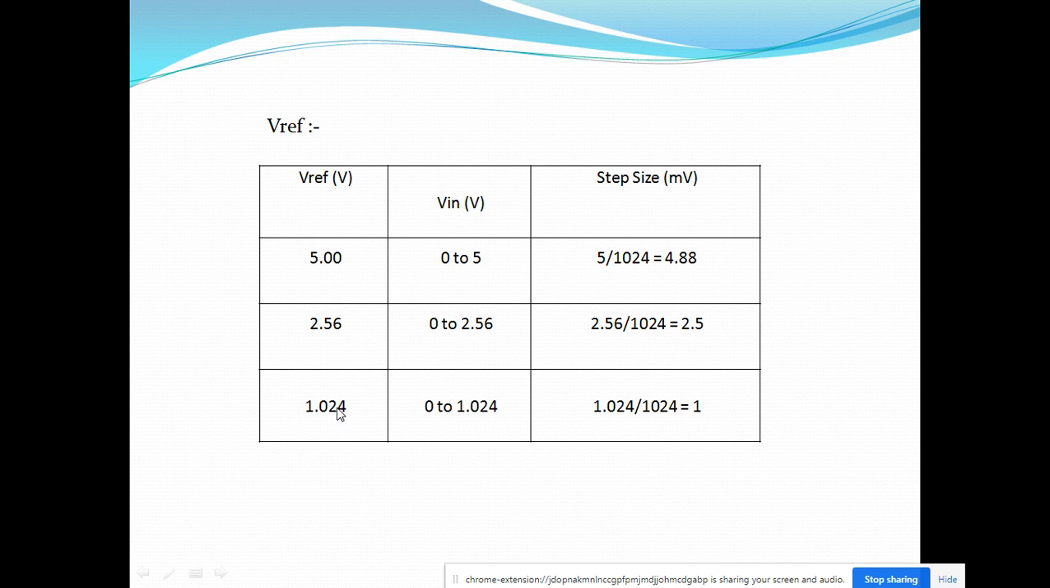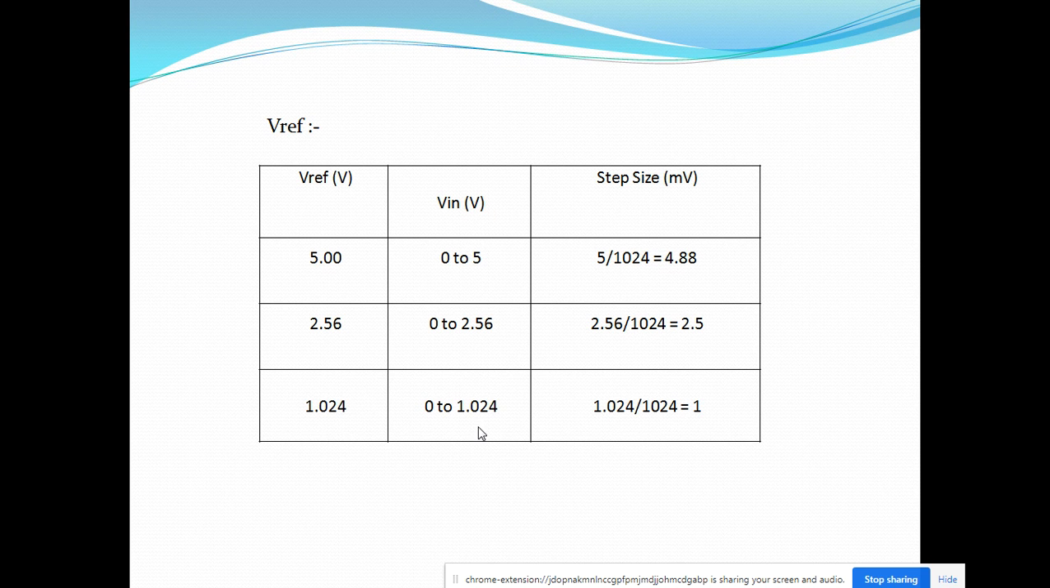And if I connect V reference to 1.024 volt, then I will get this particular range of 0 to 1 volt, approximately, and my step size will be 1 millivolt. Okay, so all of you know that for calculating the discrete values, the formula is D out is equal to V in divided by step size. Whatever analog input voltage we are applying to the ADC will get divided by the step size to calculate the digital output, which will be a decimal value.